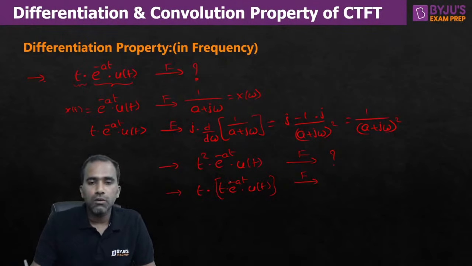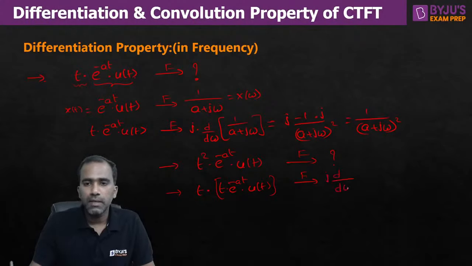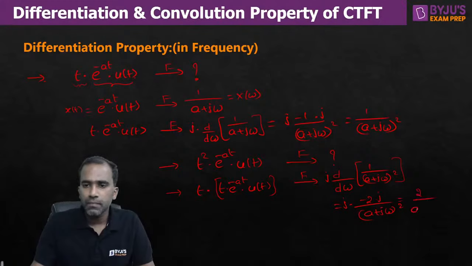Now on top of this one, we know the Fourier transform of this one. If you multiply with t, what happens? Again, j times d by d omega of 1 by a plus j omega whole square, which is equal to j times, the differentiation of this is minus 2 by a plus j omega whole cube. Differentiation of the inside part is j. So j into j is minus, minus into minus is plus. It becomes 2 by a plus j omega whole cube.